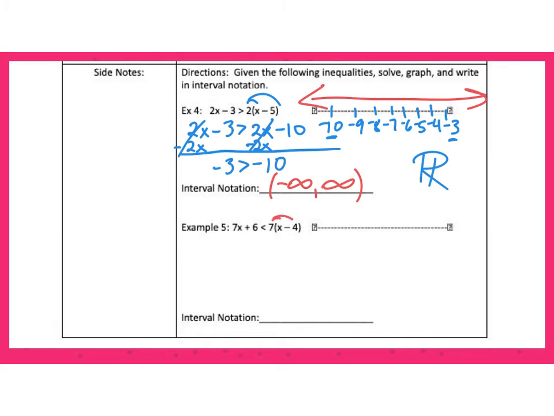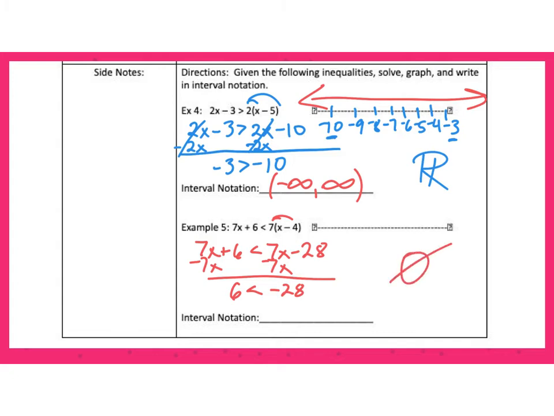Next example, same thing, we're going to distribute first. And that's what we get there. Subtract variables off. End up with 6 is less than negative 28. I don't know about that. Is a negative number ever bigger than a positive number? No. So this is a no solution. We actually don't have a way to write an interval notation for a no solution, because it doesn't have a solution, and we don't have to graph it either.